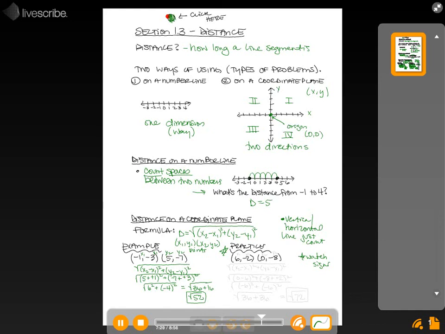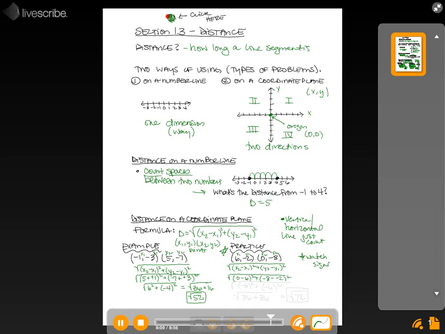Alright, now that you've worked the problem out, let's go ahead and check it. We're going to start with writing our formula again. So x2 minus x1 squared plus y2 minus y1 squared. Label our points, x1, y1, x2, y2. Now we plug in our values. So we've got the square root of x2 is 0 minus x1 is 6 plus y2 is -8 minus y1 is -2.